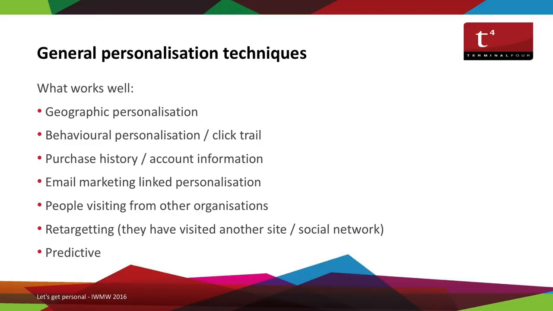I think are difficult to implement in higher ed, or will sometimes give you false results and guide potential students along the wrong path. So things like, for example, geographic personalization. I think you're also familiar with that. There's an IP lookup, and you can place where people are.